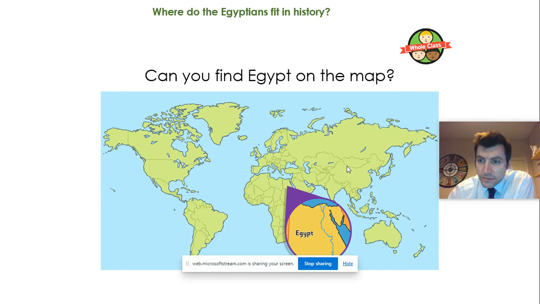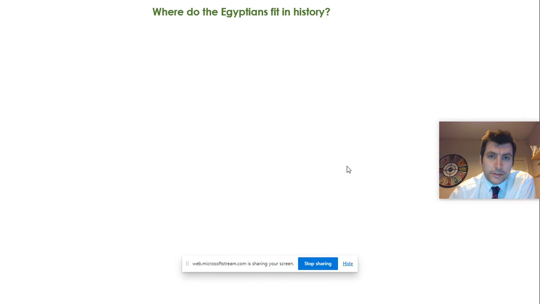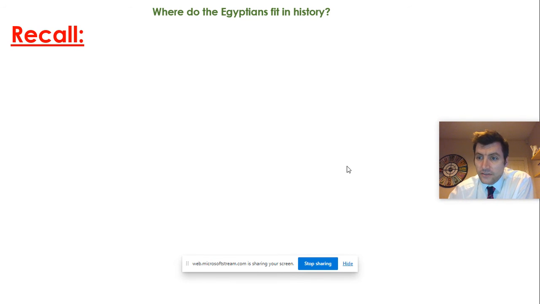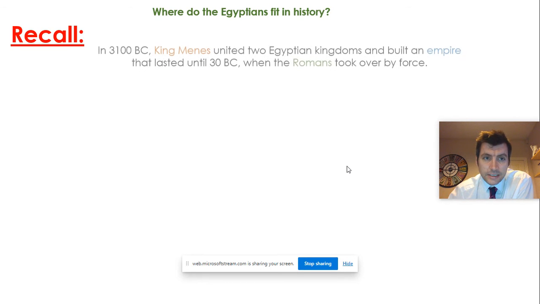Now we know where Egypt is, we can hopefully identify when the Egyptians were the dominant civilization within the planet. Okay. We're going to think first of all about some things we already know. So if you remember at the beginning of the session, we talked about how we try and identify our historical knowledge already so we can compare when Egyptians were to them.